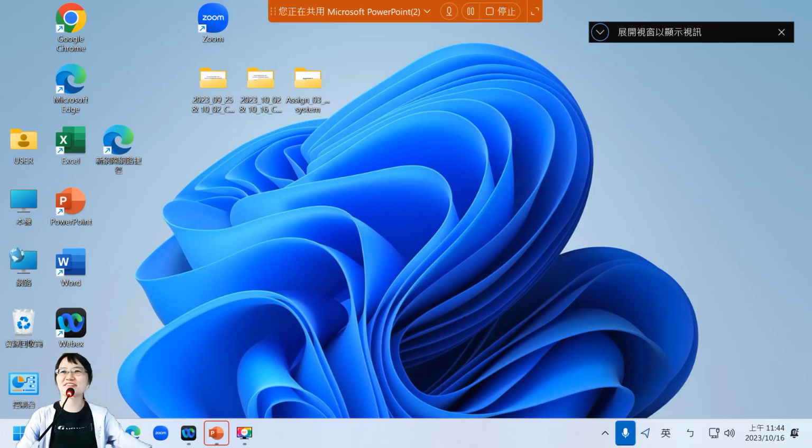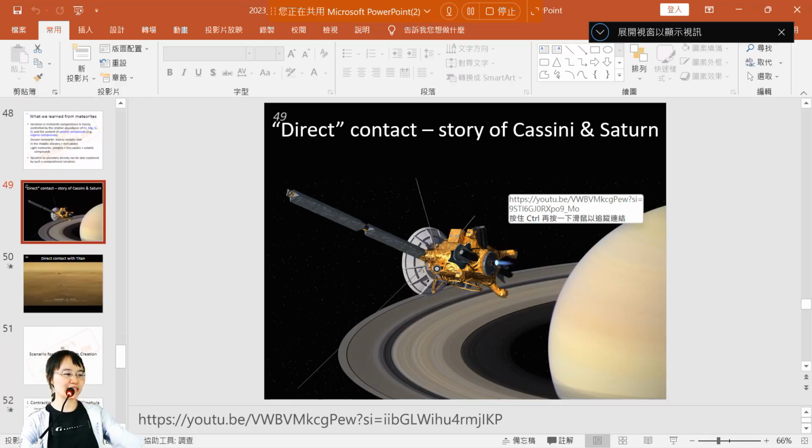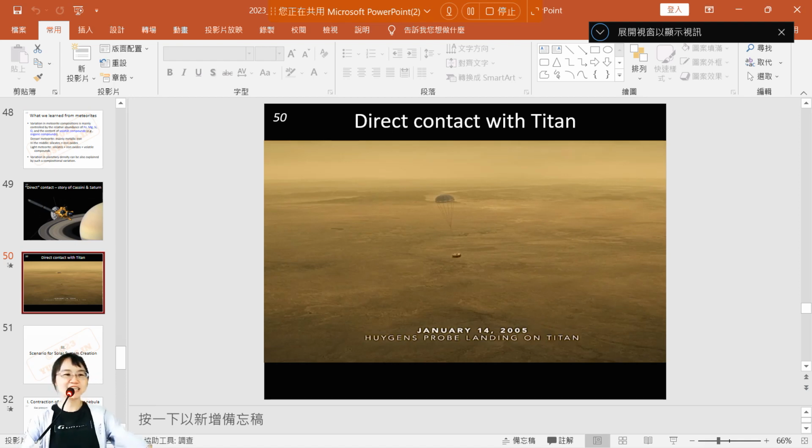That was 2017. I was at home watching the broadcast that NASA sent Cassini into Saturn. It's a very moving moment for us. You might wonder, what did Cassini really figure out? So let's look at some results from Titan.